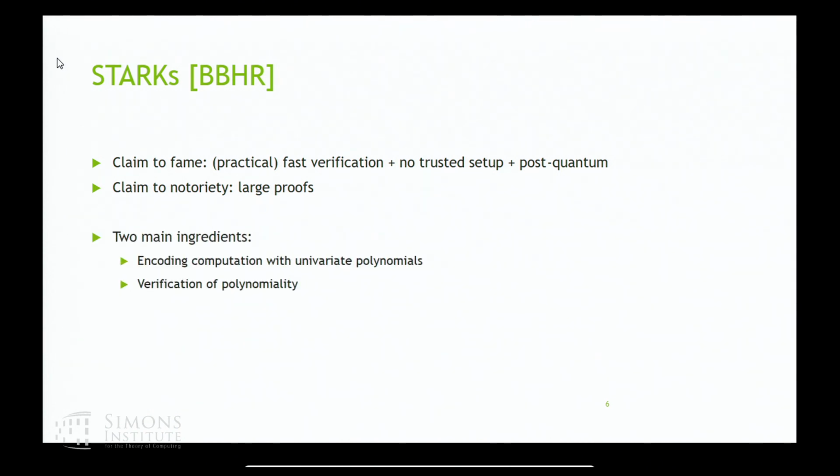Right. And there are two main ingredients to Starks. One is encoding computations using univariate polynomials, and the second aspect is verification of polynomiality. And so I'm not going to talk much about the first aspect at all.